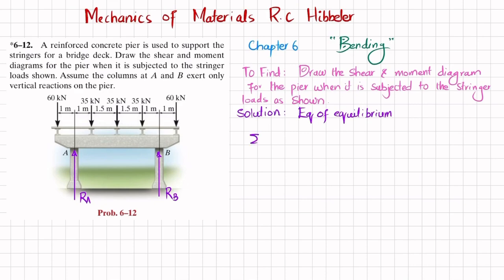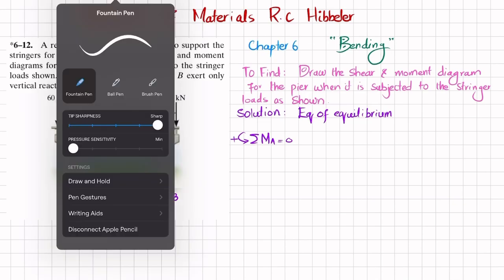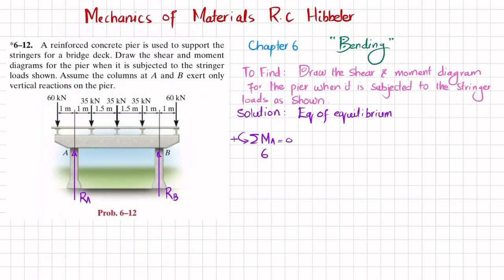The first equation of equilibrium is that the sum of all moments about point A is equal to zero, taking the counterclockwise moment as positive. About point A, the first moment will be 60 into the perpendicular distance, which is 1 meter, and this is producing a counterclockwise moment, so it will be positive. So I will write 60 multiplied by 1. The second moment about point A is 35 into the perpendicular distance 1, and this is producing clockwise, so it will be negative. So I will write minus 35 into 1.